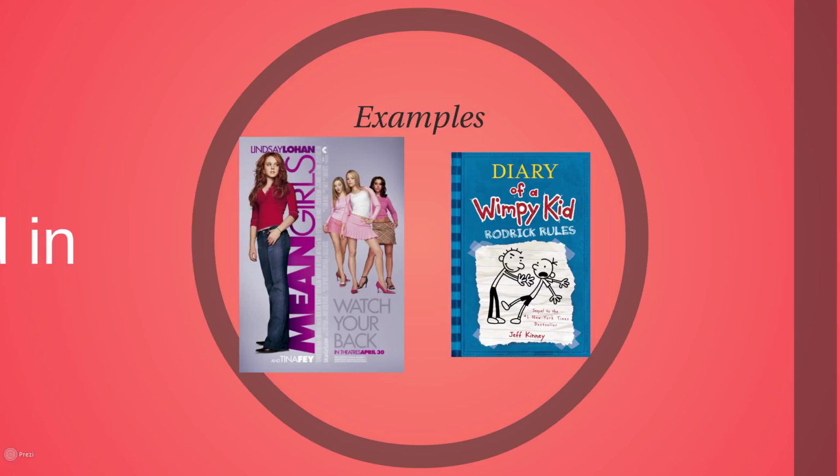Diary of a Wimpy Kid, again, person versus person. He is fighting against different characters in the book, especially his brother and the school bully.